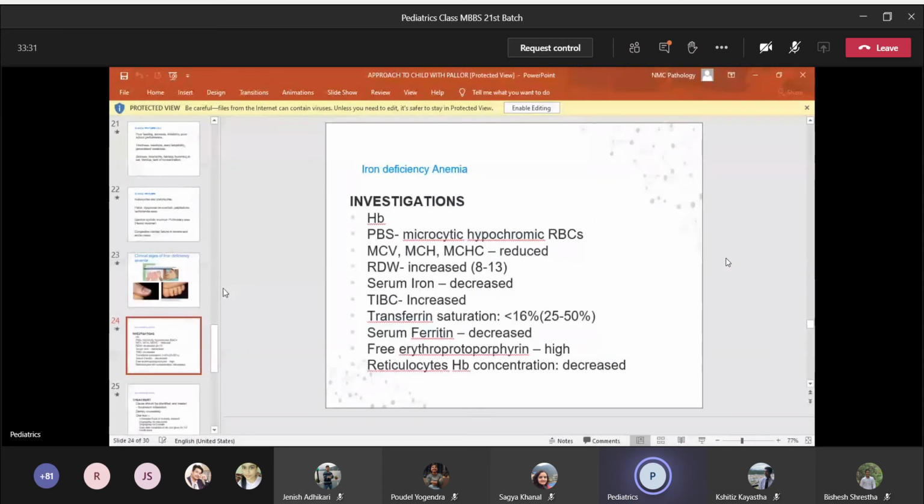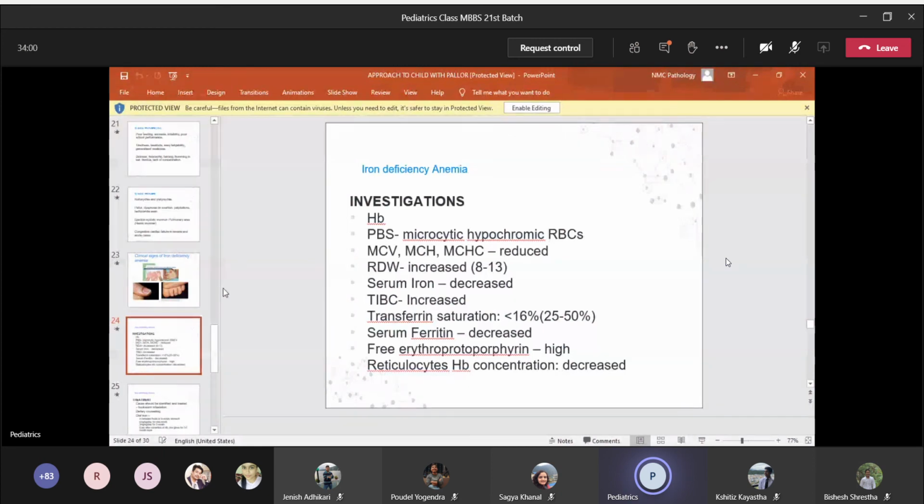So we already know what investigations we have to go through if the child is presented with pallor. Similarly here also, in our child who is having iron deficiency anemia, we have to do the following investigations. So what can we find if the child has iron deficiency anemia? Obviously the hemoglobin level will be decreased, and we also know that iron deficiency, the most common cause of anemia, can cause microcytic hypochromic anemia.